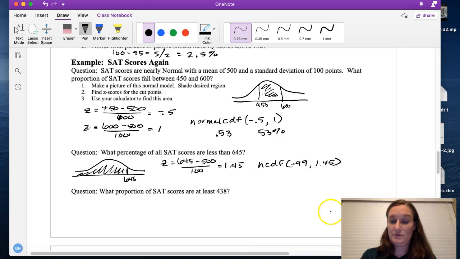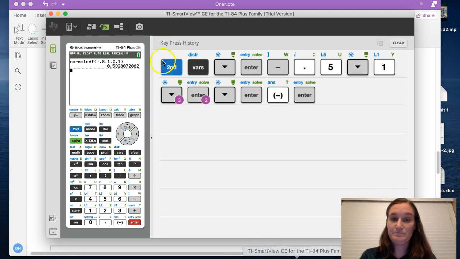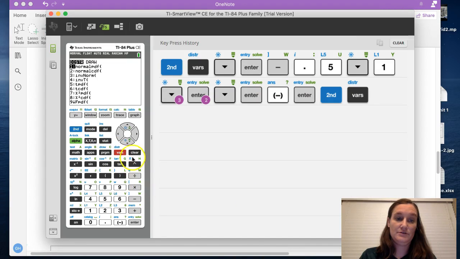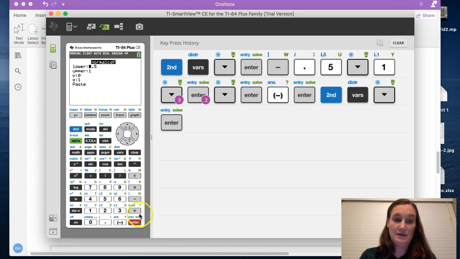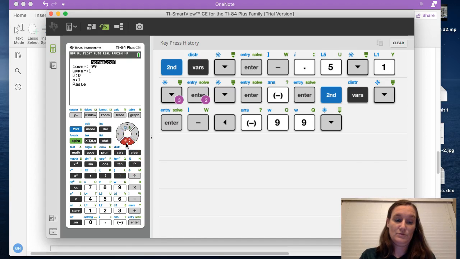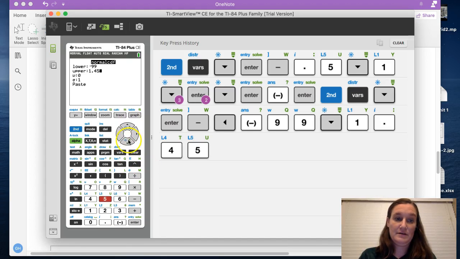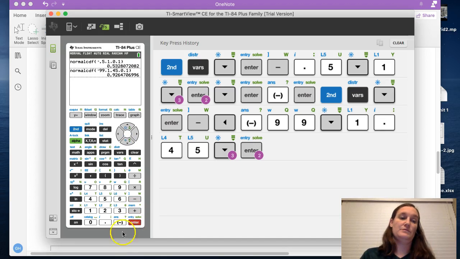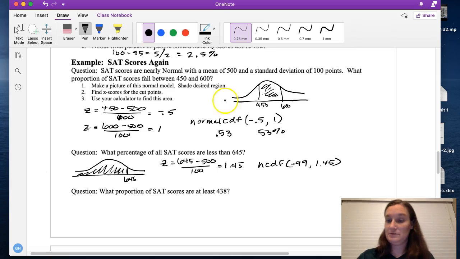And so we're going to go to our calculator again, and we're going to do the same thing. Second vars, Normalcdf, and I'm going to do negative, not the minus, negative 99 to 1.45, and get it, and it's 93% about. So 93% are less than 645.